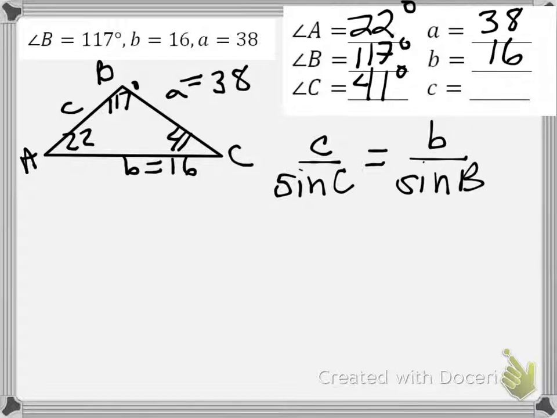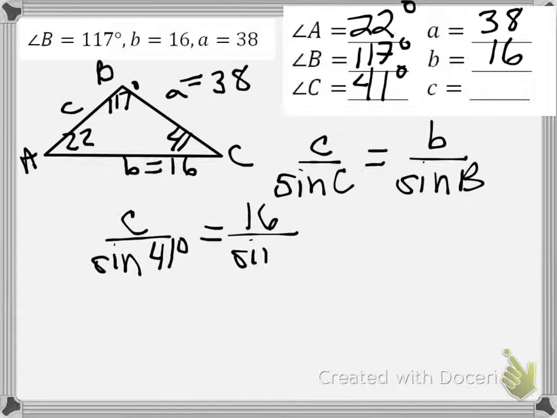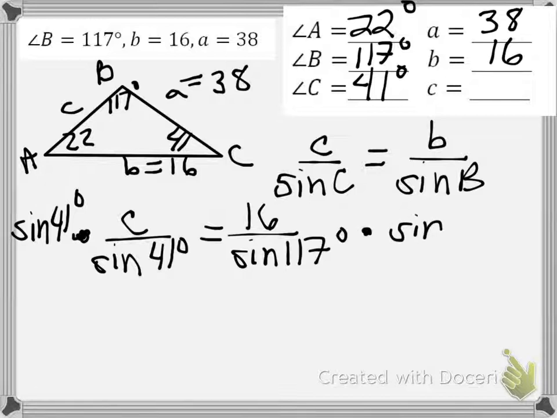So let's plug in what I know so I can solve for what I don't know. I don't know what side C is, but I do know that angle C is 41 degrees. I also know that side B is 16 and that angle B is 117. In order for me to get C by itself, I need to multiply by this denominator because that will cause them to cancel out. However, what I do to one side, I need to make sure that I do to the other side.